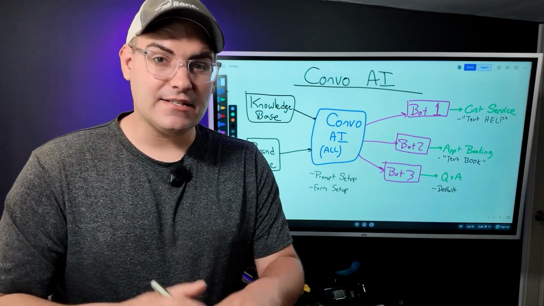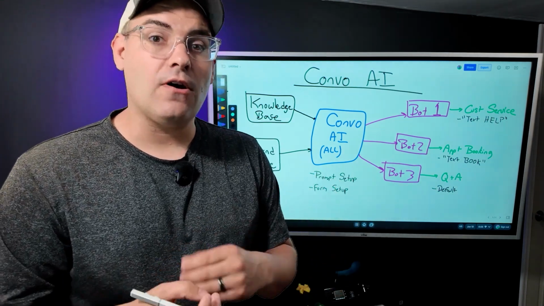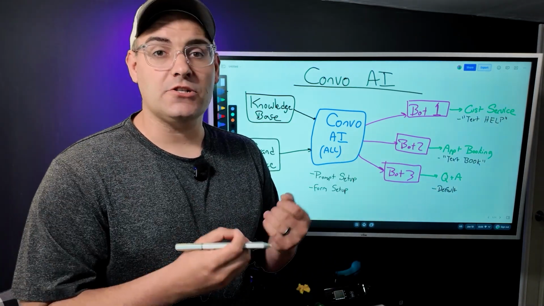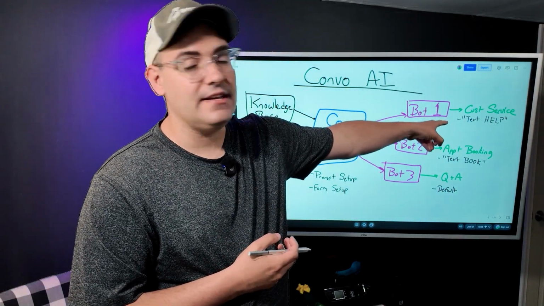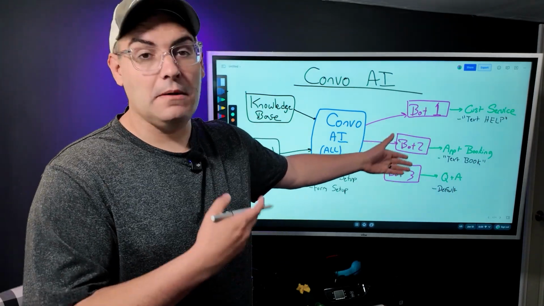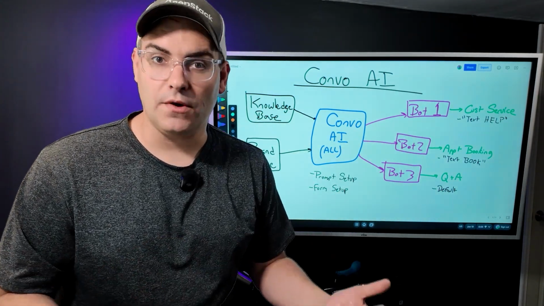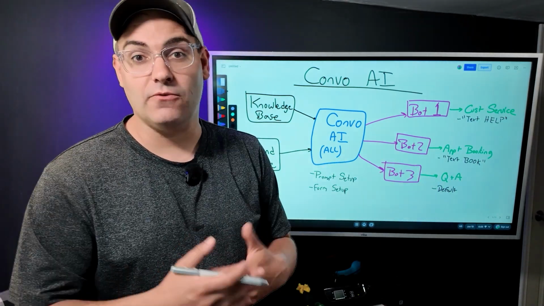And I'll show you this once we get inside, but you can actually switch between all of these people on a single chat or on a single text thread if the customer needs a specific person. So for instance, on the customer service, you can have someone text in the word help, and they'll get in touch with the customer service bot. They could text in the word book, and they'll get in touch with the appointment coordinator to book an appointment, book an estimate for that. And then basically the default is going to be the general Q&A.